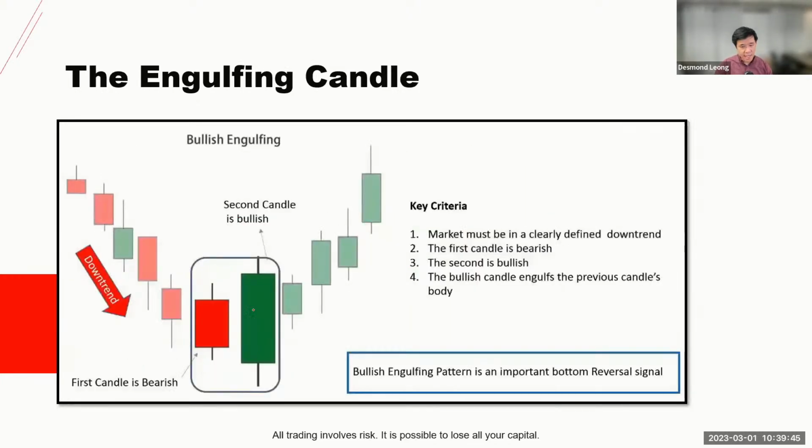This is technically how it's supposed to happen, right? A bullish engulfing candle happens after a downtrend, right? There is a nice little candle here. The first candle has to be bearish. And then, of course, the bullish candle comes in and engulfs it entirely. And that's where you see a nice little reversal.